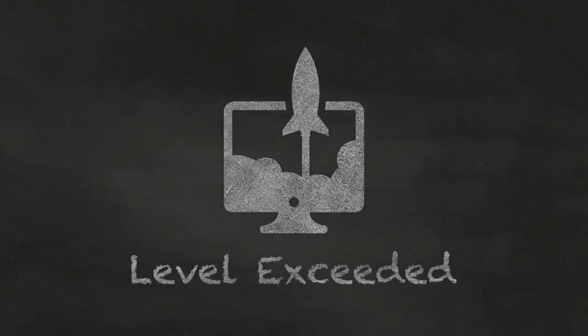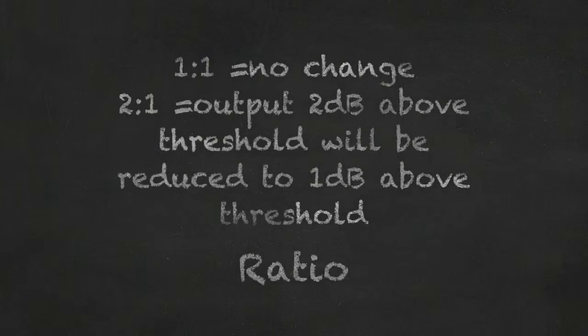When the threshold level is exceeded, the processor starts compressing, attenuating, and reducing volume. The amount of compression is specified by the user as a compression ratio. This parameter specifies the amount of compression that is applied to the signal. A 1-to-1 would be no change. 2-to-1, any output that's 2 decibels above the threshold will be reduced to 1 decibel above threshold.